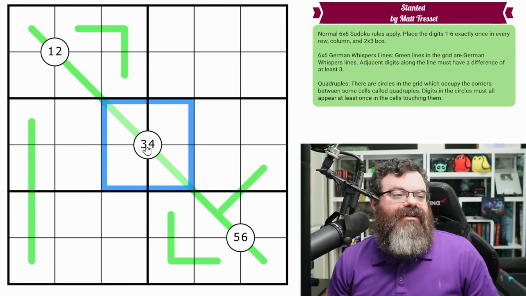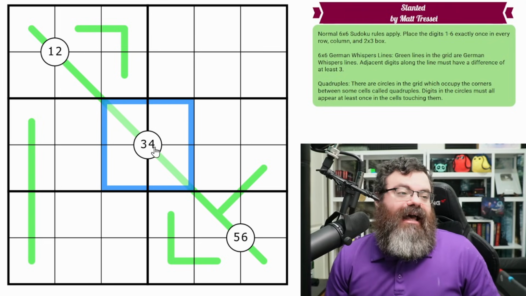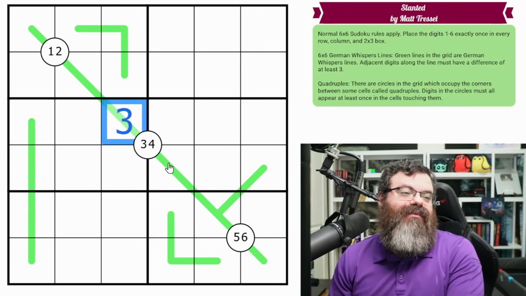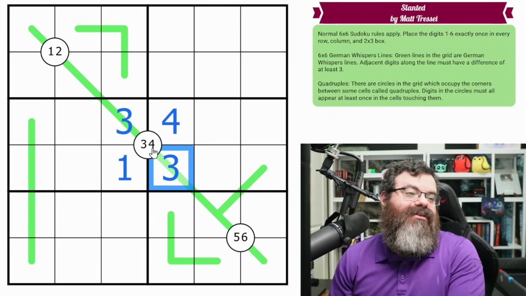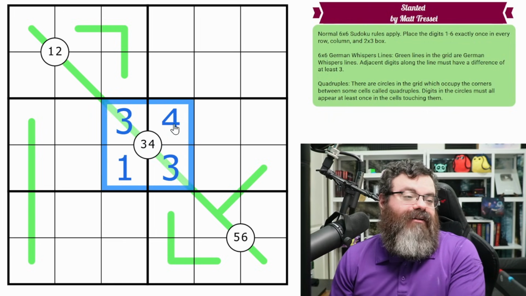We also have these circles in the grid that touch 4 cells. They're called quadruples for that reason. And the digits inside of the quadruple, each of them must appear at least once in the touched cells. So I could do like 3, 4, 1, 2. That would be fine. We have a 3 and a 4. I could do 3, 3, 4, 1 if we ignore the German whisper line. That would also work just fine for our 3 and our 4.